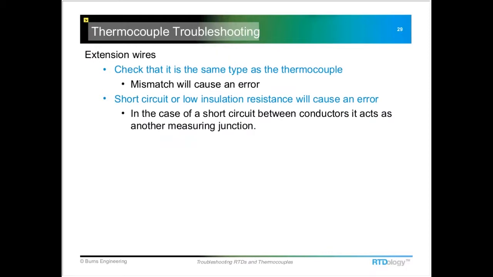Extension wires, these need to be the same type as the thermocouple. If it's mismatched, you're going to have a bad measurement. Another possible issue too in your extension wires, if it's running through some moisture or it shorts together any place, it's going to cause another measurement junction. And so you're going to be measuring somewhere along your lead wire run rather than at that hot junction down in your process.